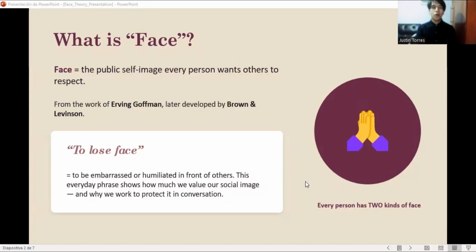Now, the idea of face comes from sociologists, the first one being Erving Goffman, and later Penelope Brown and, of course, Stephen Levinson. Face means the public self-image that every person wants to claim for themselves. Think about the expression to lose face, which basically means that you feel embarrassed or humiliated in front of others. In pragmatics, this is very common because we say that every person has two kinds of faces that they want others to respect.